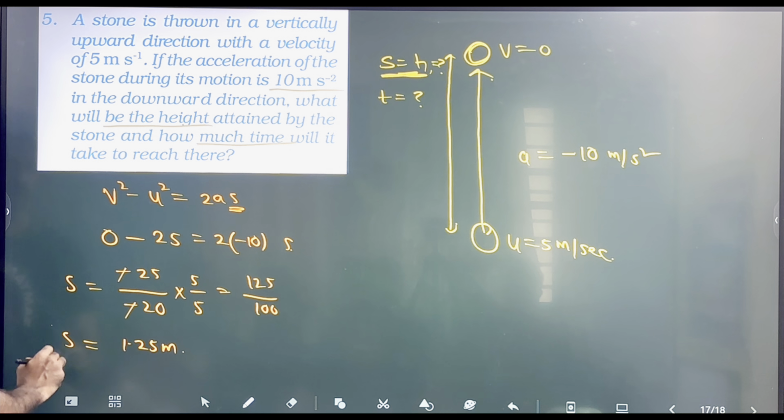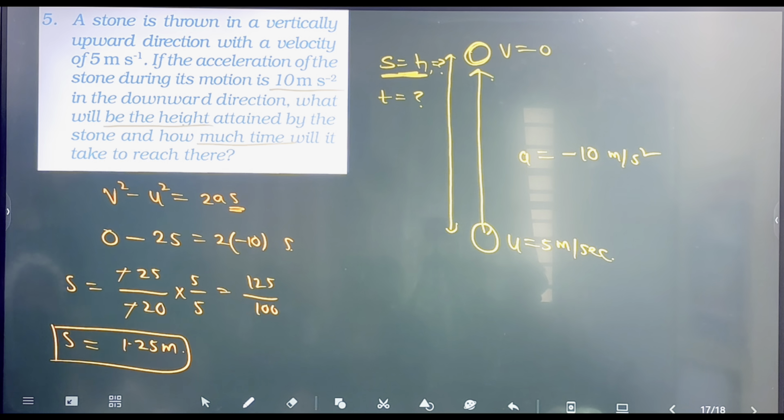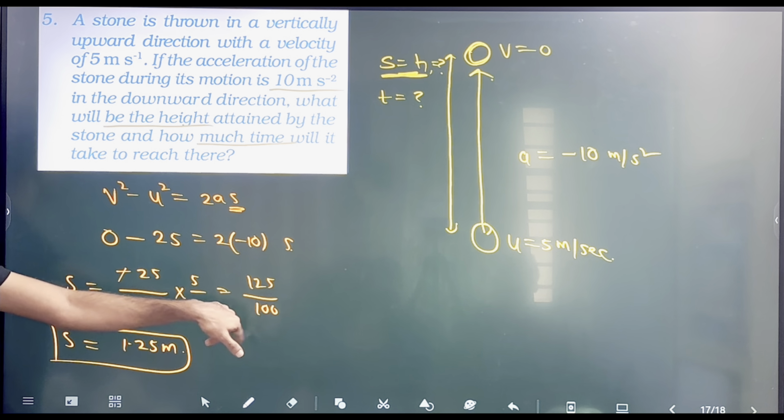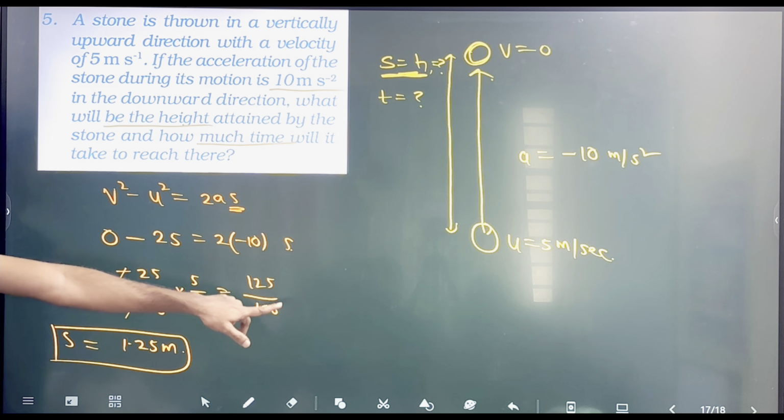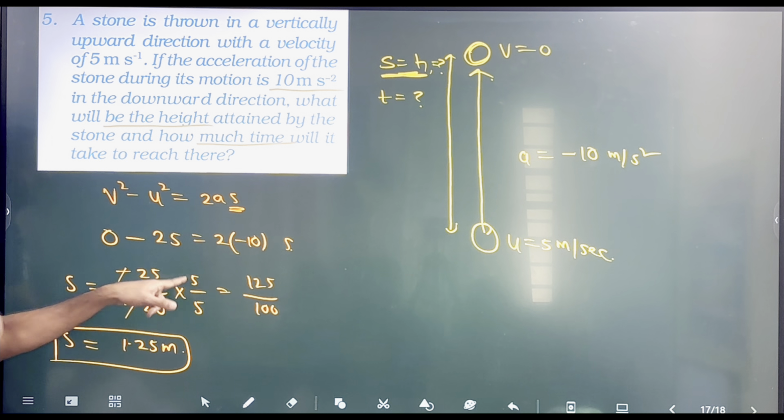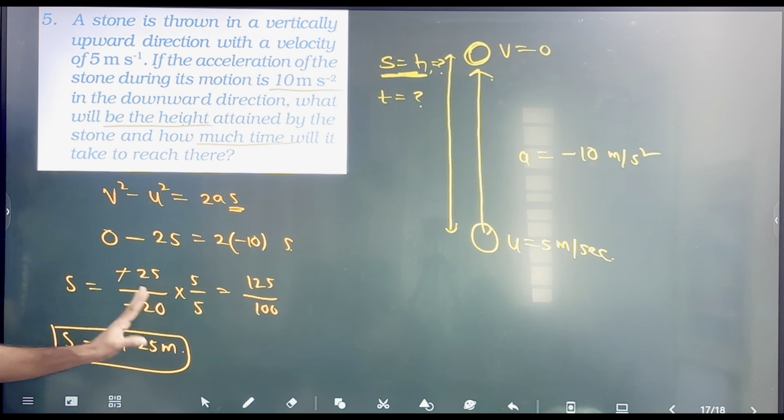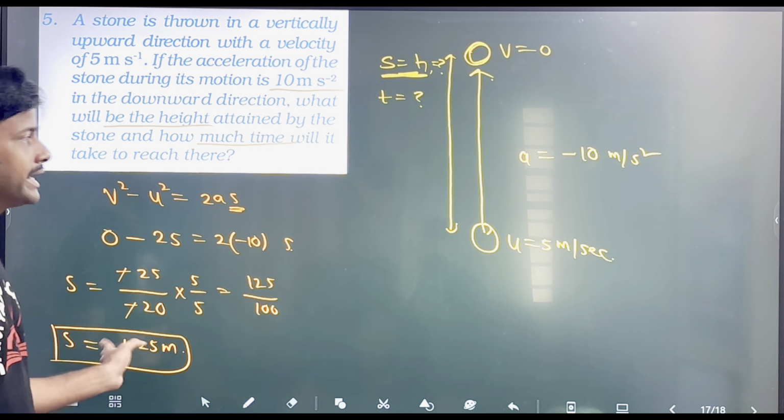That is 1.25 meter. So why have we multiplied with 5 into 5, numerator and denominator? To make the denominator 100. To make the denominator 100, I multiplied numerator and denominator with 5 to make the calculation easier, right? 125 by 100 is 1.25 meter. This is the s value.